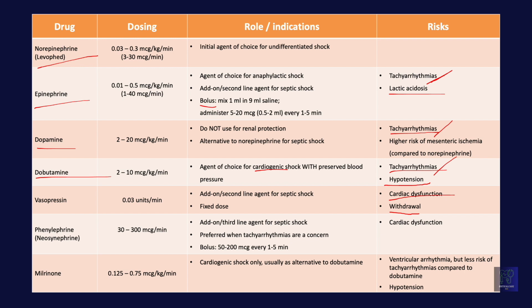Moving on to phenylephrine, it is not very commonly used in ICU. It is considered a third line agent for septic shock, after Levophed plus epinephrine or Levophed plus vasopressin. It would be preferred when tachyarrhythmias are a concern because it causes vasoconstriction and reflex bradycardia, so relative reduction in heart rate. So it can be used for that purpose.